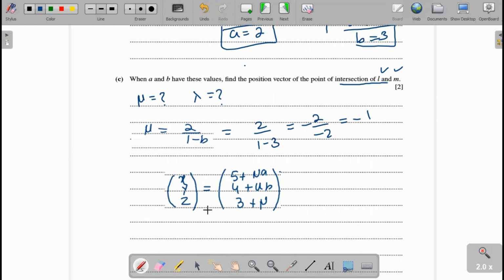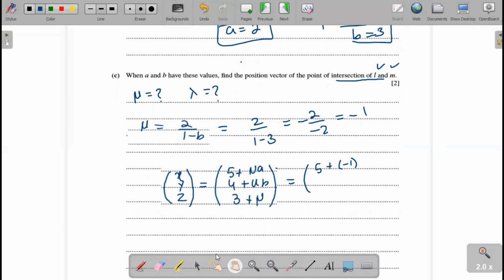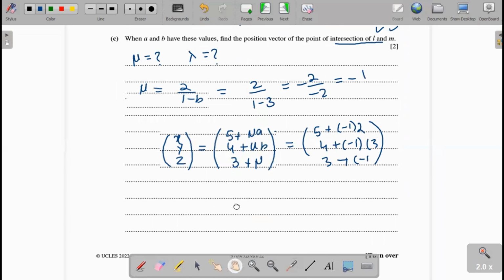Now here the value of x, y, z will become 5 plus the value of mu, which is -1. The value of a is 2, so we can write 2. Then 4 plus -1, the value of p is 3, and the same is 3 plus -1. And this will be the position vector of the point of intersection.